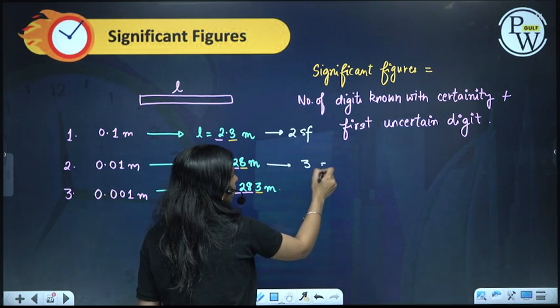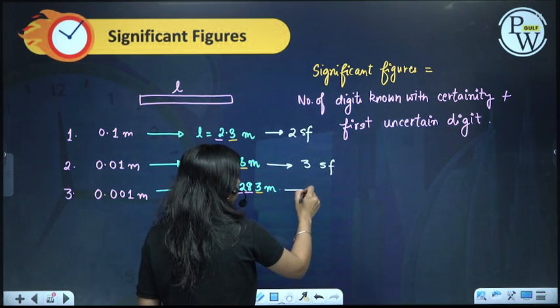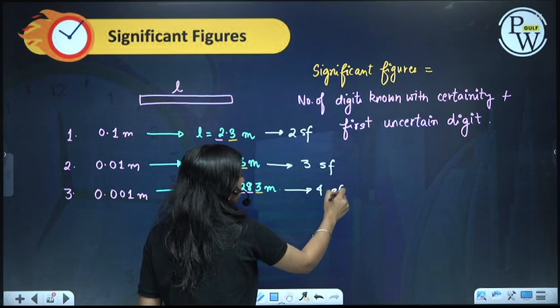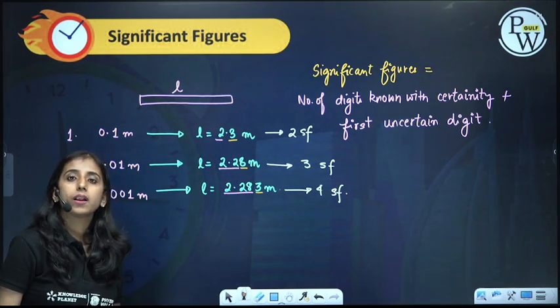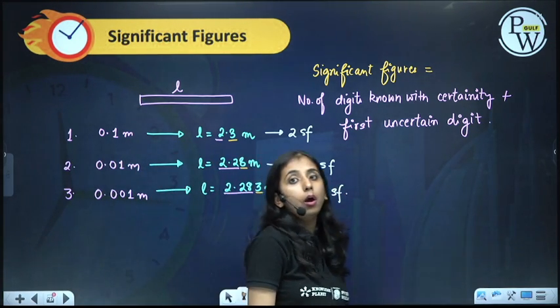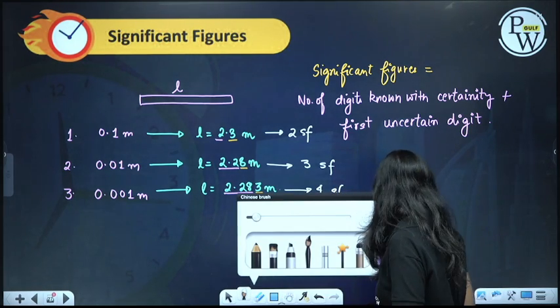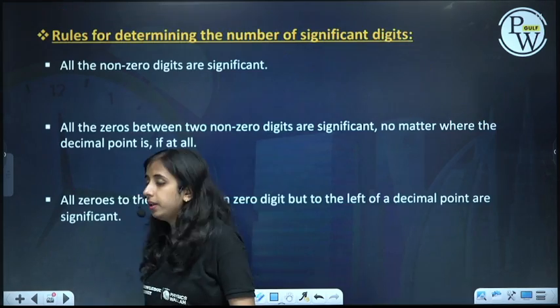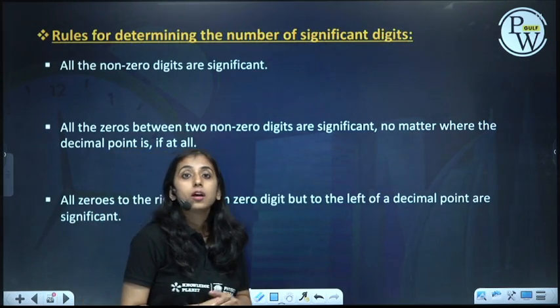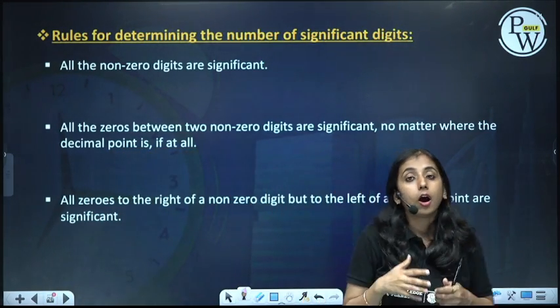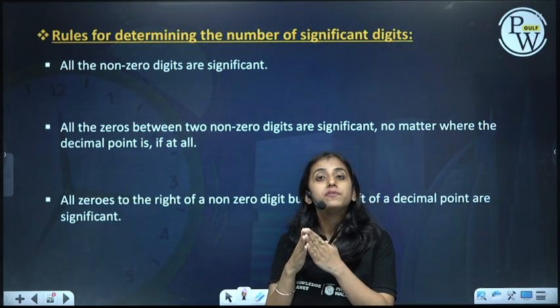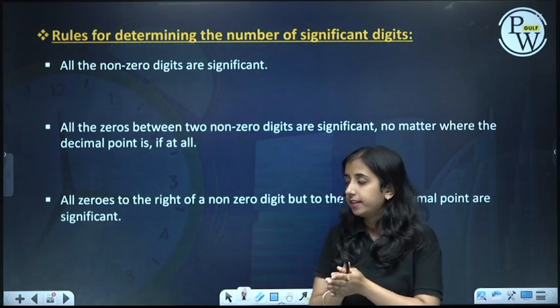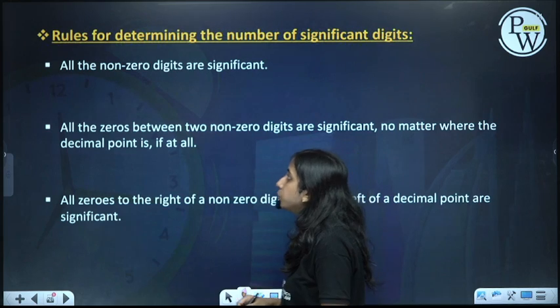This number will have 3 significant figures. This number will have 4 significant figures. Okay, this number will have 4 significant figures. The more significant figures, the more precise our measurement. Now there are some set rules by which we can determine how many significant digits or significant figures are present in any number. Let us study these rules.